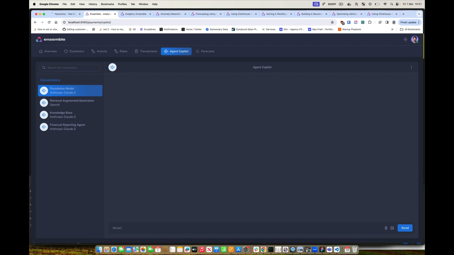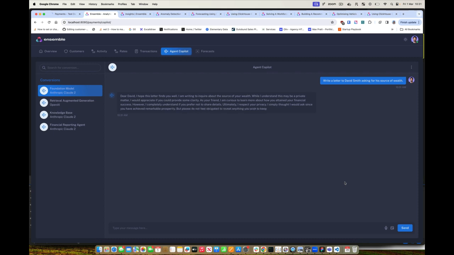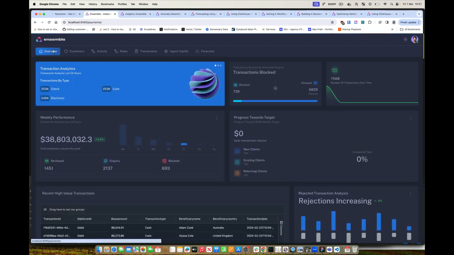So here I can say, write a letter to David Smith asking for his source of wealth. This is something which maybe you have to do from a financial crime compliance perspective. We also have some demos on our website of using these large language models to ask questions of this real-time data in ClickHouse. So we believe that we can build applications which go far beyond dashboards.